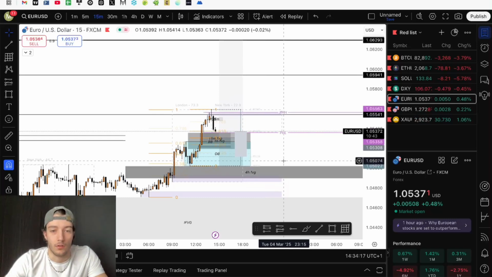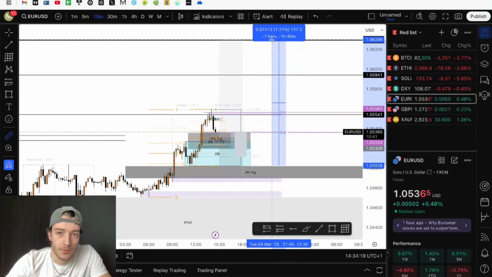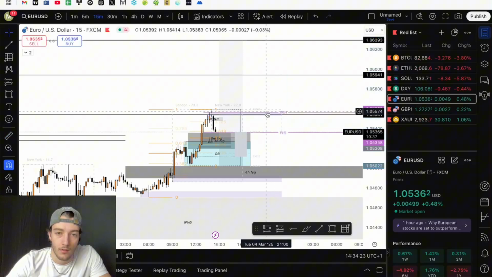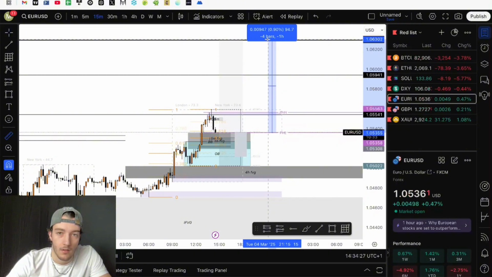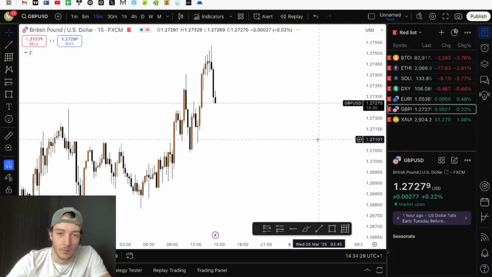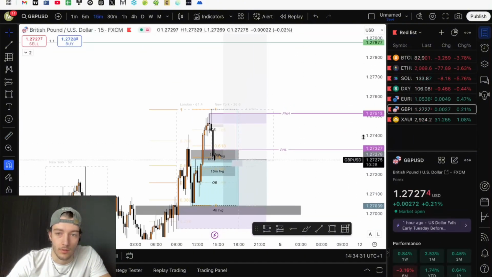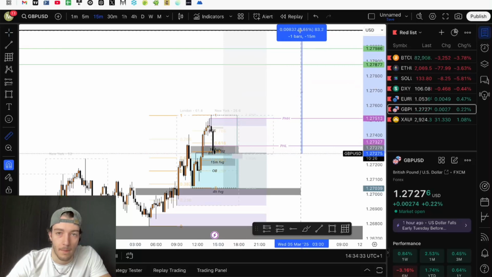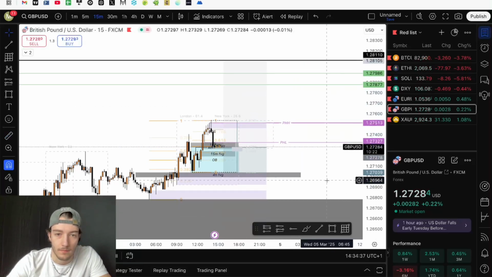I would much rather long GU, since the move to the upside would be smaller from our entry. So if we would enter right now, this would be less than a 1% move. However, on Euro, this would mean a... Oh, actually, it's much less than 1%. That's interesting.